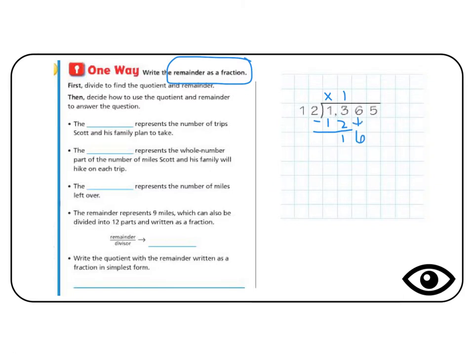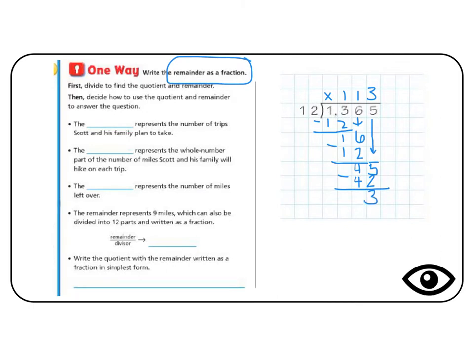Then we start all over again. How many times can 12 go into 16? That's still 1. 12 goes underneath, and we subtract. 16 minus 12, 6 minus 2 is 4, and then we bring down this 5. We ask ourselves how many times can 12 go into 45? And we get the answer 3. 12 times 3 is 42. So we subtract and we're left over with 3.